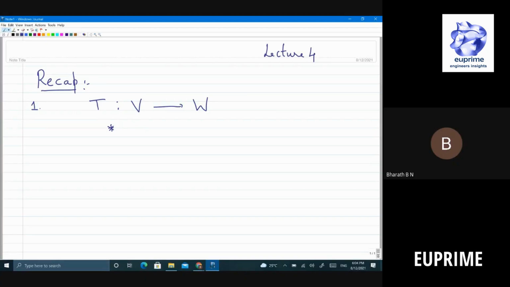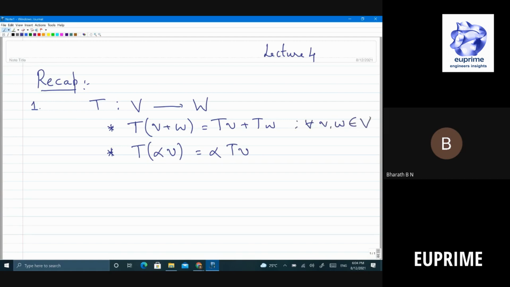V, add them up and transform, that is T of V plus W, it will be TV plus TW, right? And similarly, if you take a vector, scale, and then transform, it's as good as transforming and scaling, right? So alpha times V would be alpha times transformation of V. This is true for all V, W in V. I think I should have used, let me use U instead.